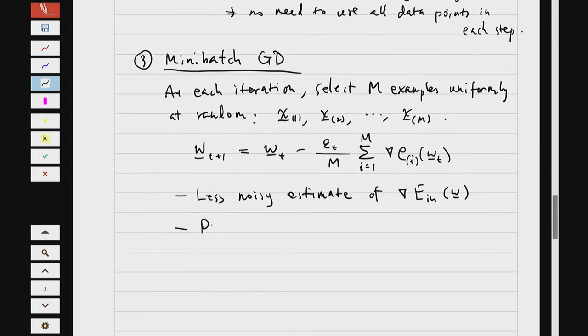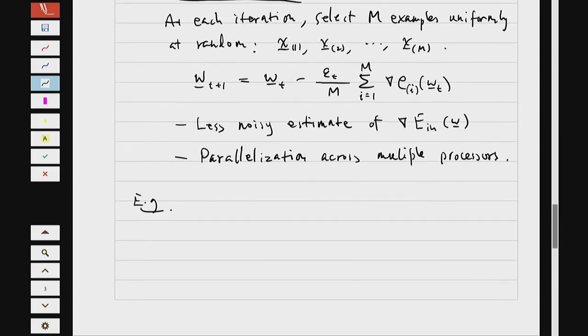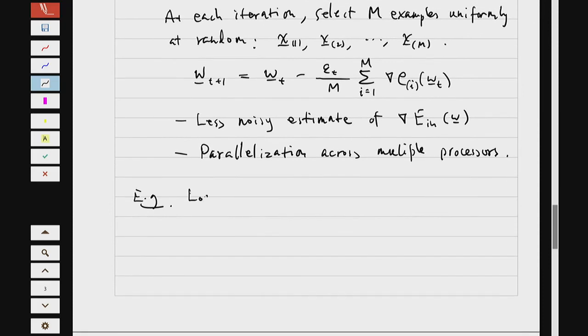So a big benefit of this mini batch is actually in terms of parallelization across multiple processors. That's a very important thing. Now let's look at the SGD for logistic regression.